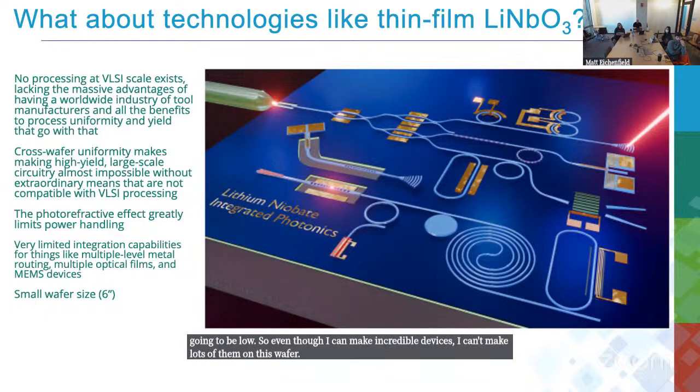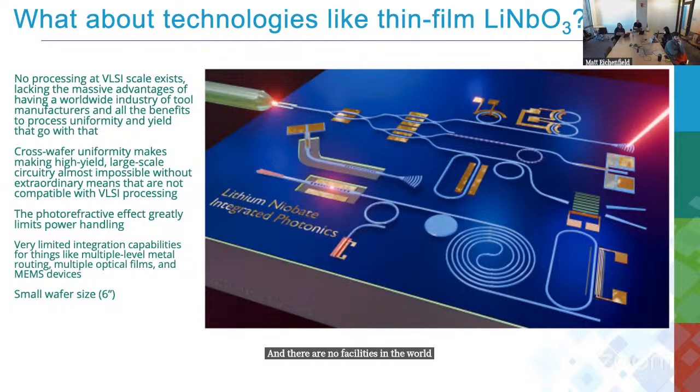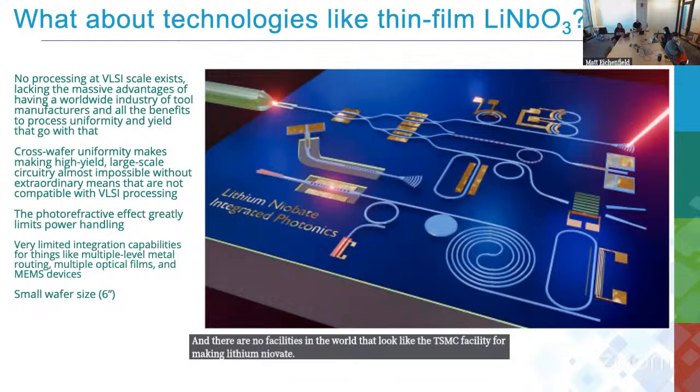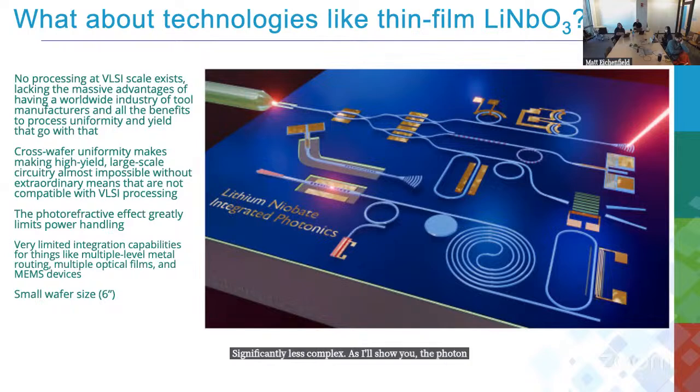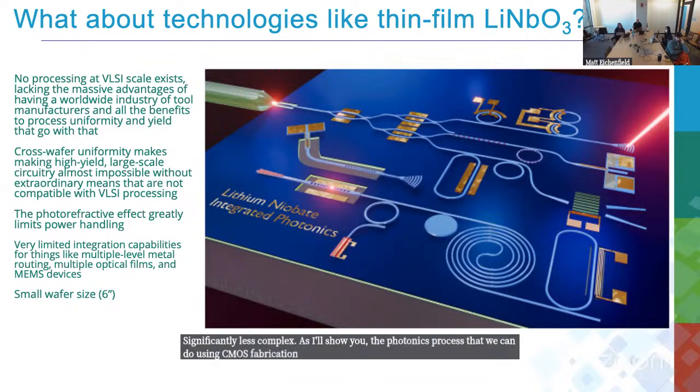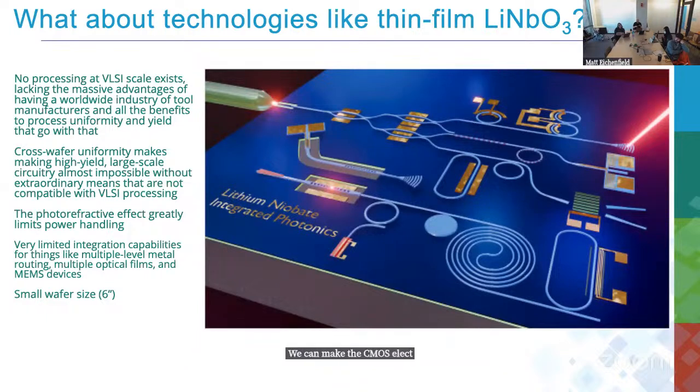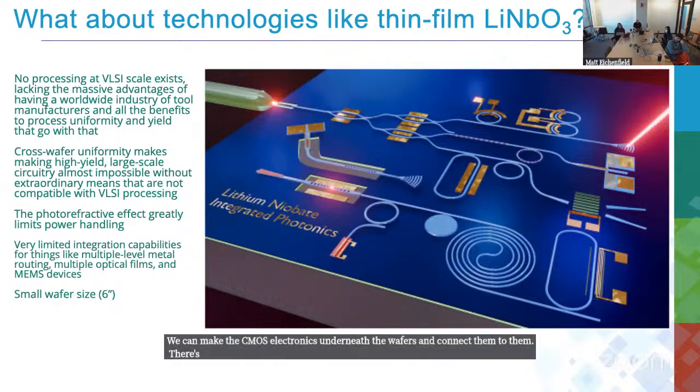And there are no facilities in the world that look like the TSMC facility for making lithium niobate. There is no facility with roboticized wafer carriers with 25 12-inch wafers at a time. None of these things exist for lithium niobate, and the level of integration is just significantly less complex. As I'll show you, the photonics process that we can do using CMOS fabrication allows us to have multiple levels of metal integrated up through the devices and down through the wafer, that allow us to route metal very efficiently to make all the electrical connections to the devices. We can make the CMOS electronics underneath the wafers and connect them. There's a lot that we can do. They're just impossible with a material like lithium niobate.